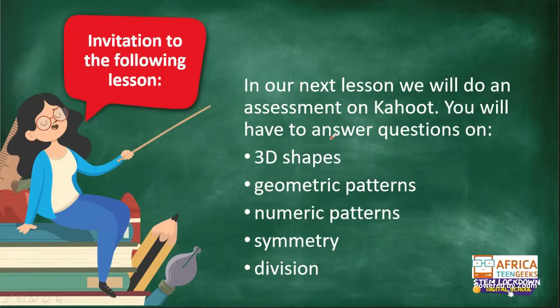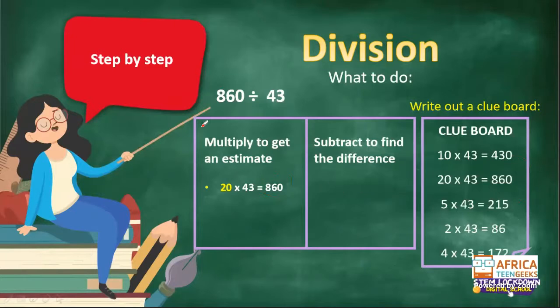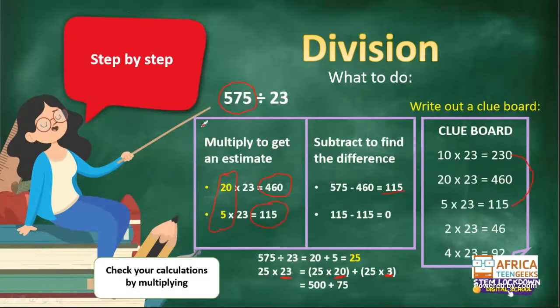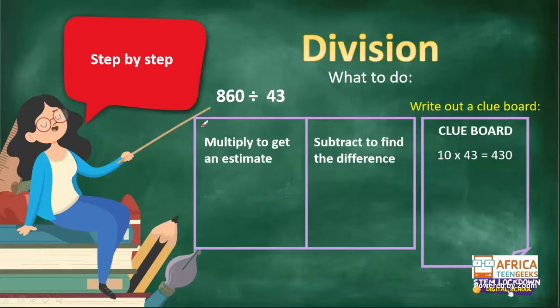If you want to see if you can do some of these division sums, there's one for you to work out at home. Let me just go back. You can go work this one out. I didn't give you homework today because we are doing an assessment tomorrow. But if you want to check for yourself if you can do it, here's one for you. 860 divided by 43.